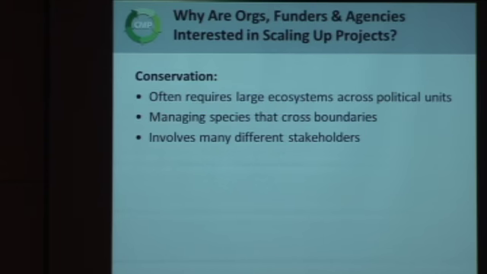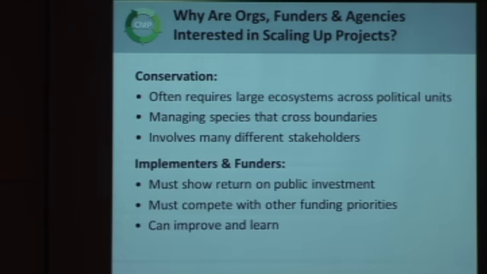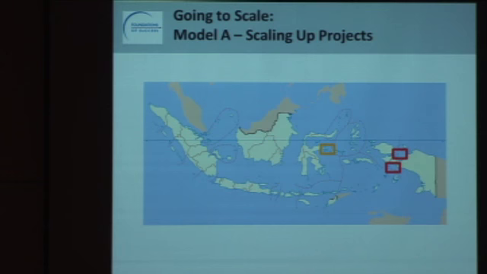So we need to take this to scale. This methodology was initially developed by the Nature Conservancy and others over 25 years, and we started with very small projects, but now we want to do this at much bigger scales. Why? Because conservation requires large ecosystems, we're managing species across boundaries, there are many stakeholders, and again, we have to show our return on investment, compete with other funding priorities, and improve and learn. So I want to give you 4 models for going up to scale.